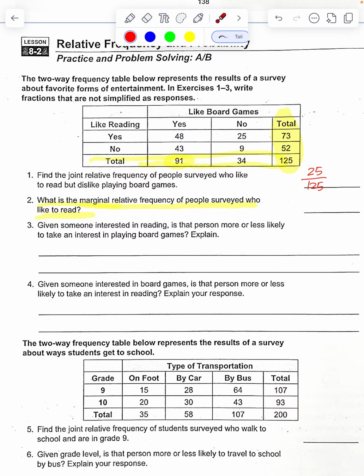What's the marginal relative frequency of people surveyed who like to read? So we need to find the total number of people who like to read. Reading is yes, this row. Let's go to the total. It's going to be 73. So it's pretty easy, 73 all over 125. So that's it. This is number 2.